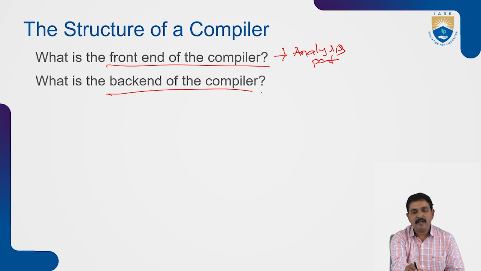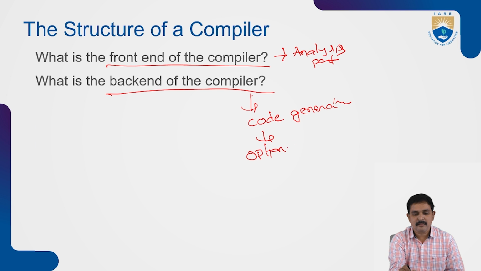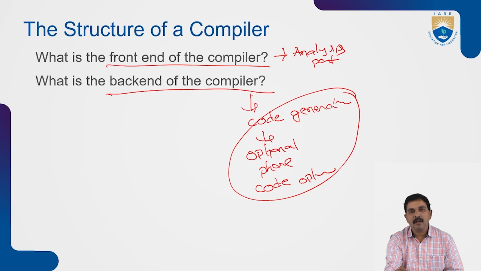Next, we come to the back end of the compiler. What is the back end? In the back end, we mainly find code generation, and also the optional phase, code optimization. These two come at the back end of the compiler. The analysis part, meaning the total four phases of analysis, comes at the front end of the compiler.